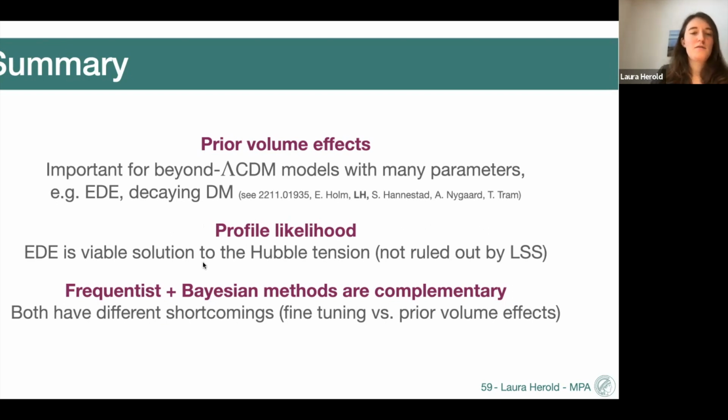And so I think that frequentist and Bayesian methods are powerful complementary tools because both have different shortcomings, but using both helps to mitigate the shortcomings of both. So thank you for your attention.